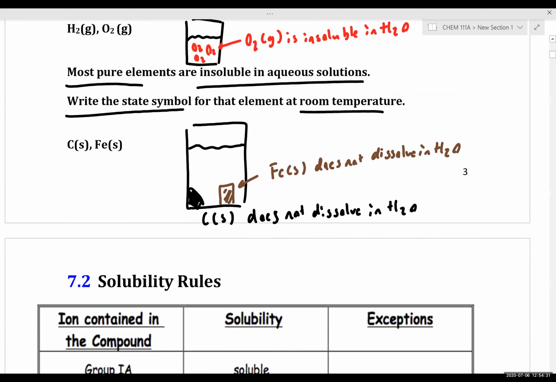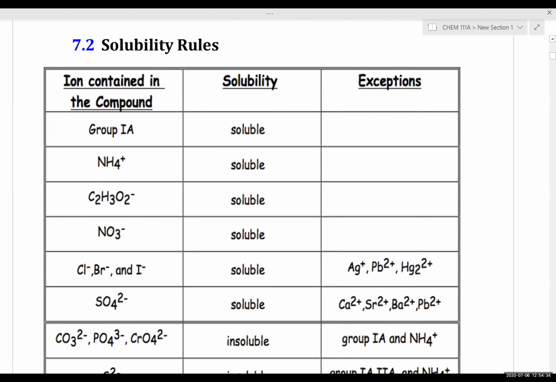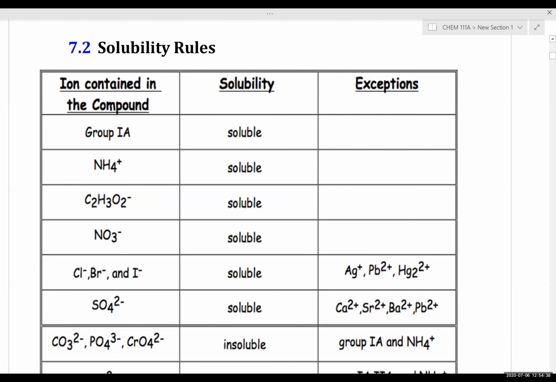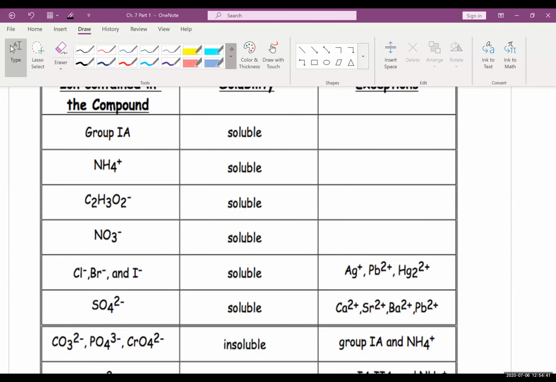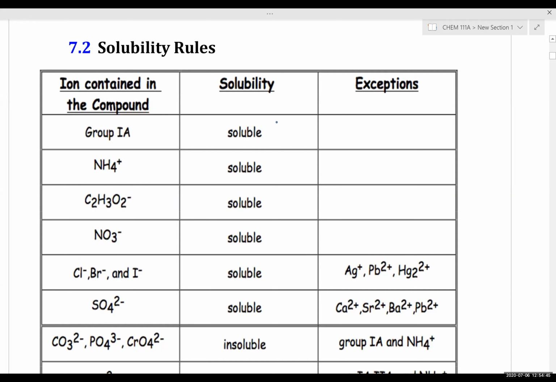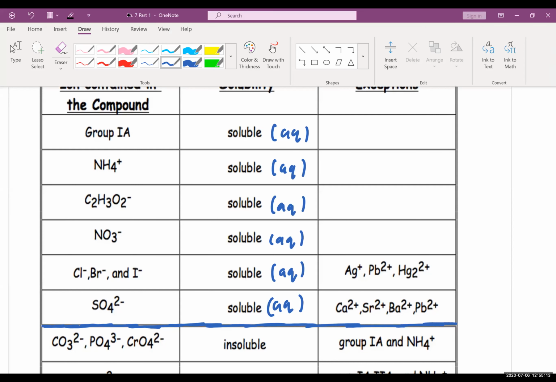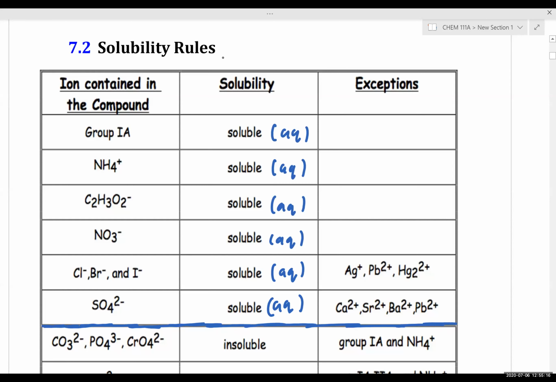If not, let's continue and discuss the solubility rules. These are the rules that determine whether an ionic compound is soluble or insoluble. Let's look at these rules piece by piece, and first, let's draw a little dividing line right here. Soluble means we assign the aqueous symbol, which means the ionic compound will dissociate into its component ions in solution. The soluble ionic compounds are any ionic compound containing a group 1A ion.